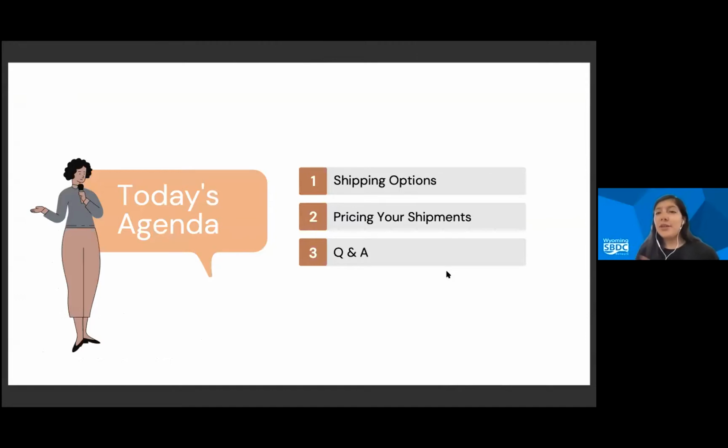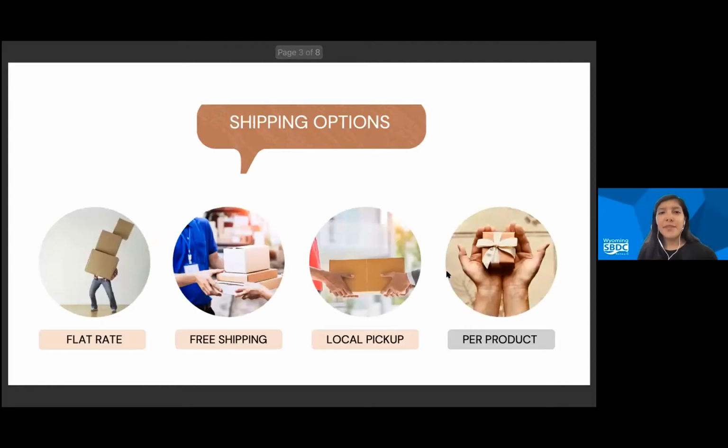So today's agenda, we're going to go over those shipping options available in Shop Wyoming. We're going to talk about pricing your shipments, and then we'll go into a Q&A to answer all your questions. So the shipping options that are available on the Shop Wyoming platform are flat rate, free shipping, local pickup, and per product. And flat rate, free shipping, and local pickup are options that you can set up globally that apply to all your products.